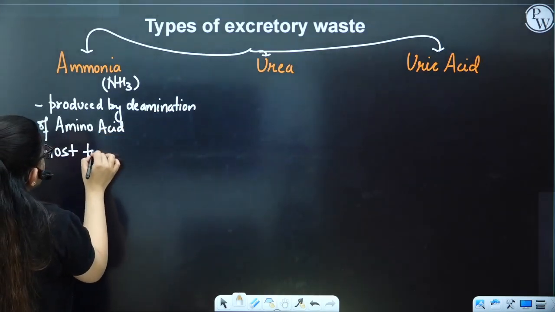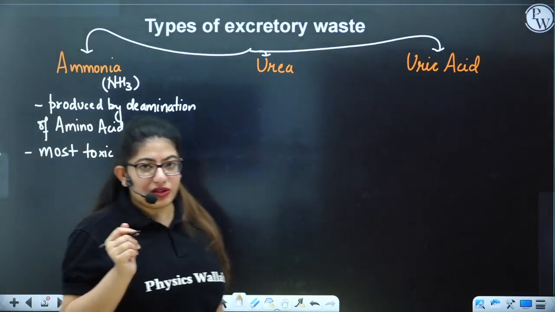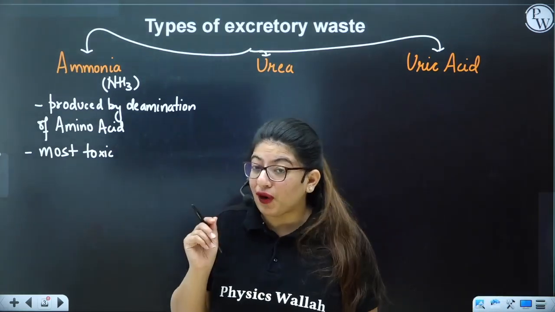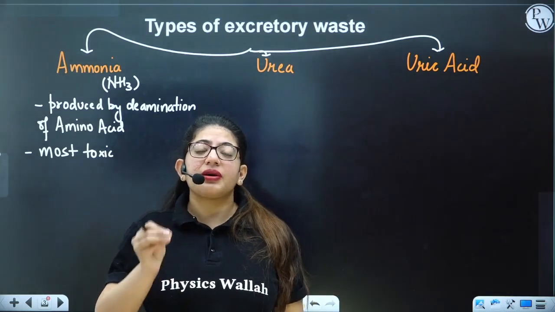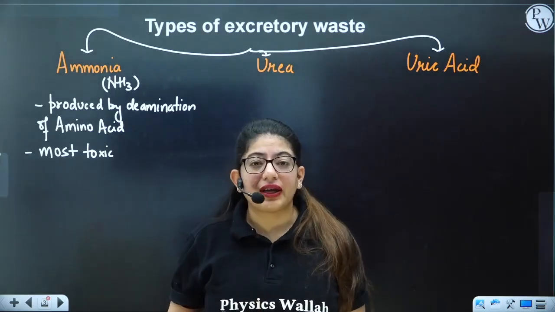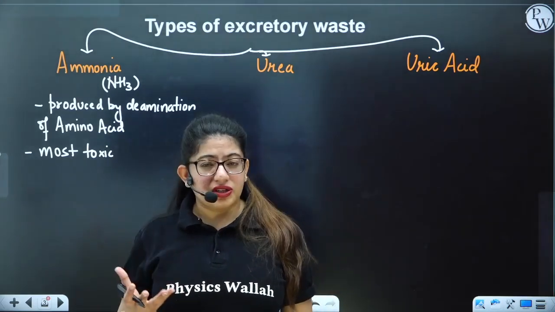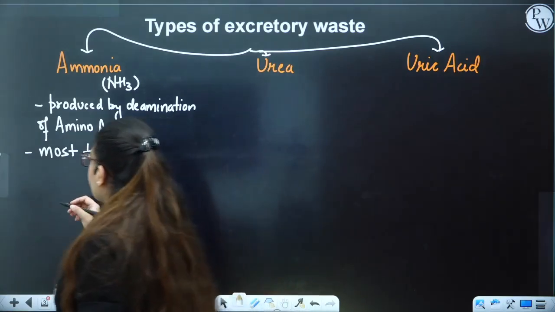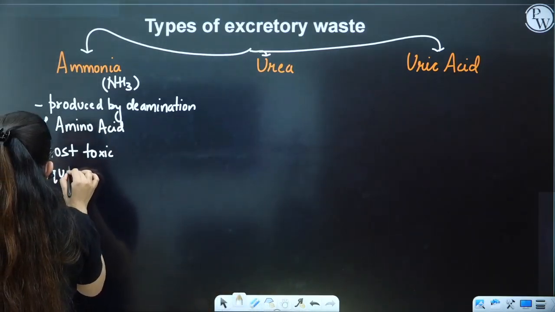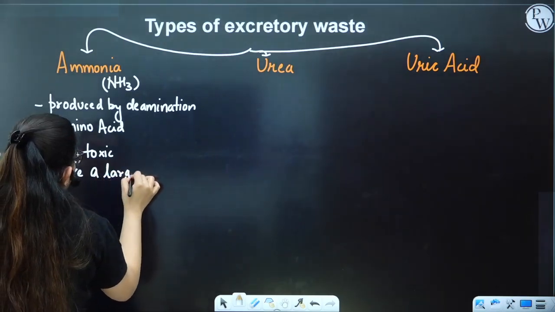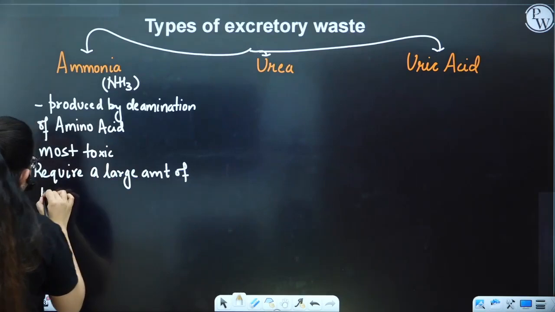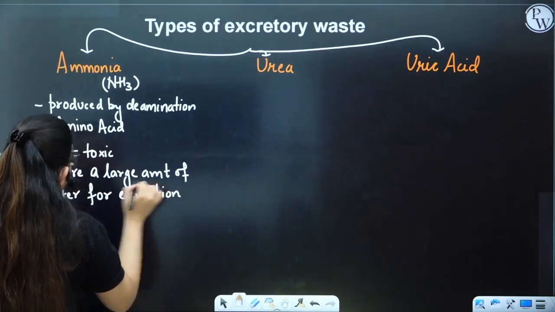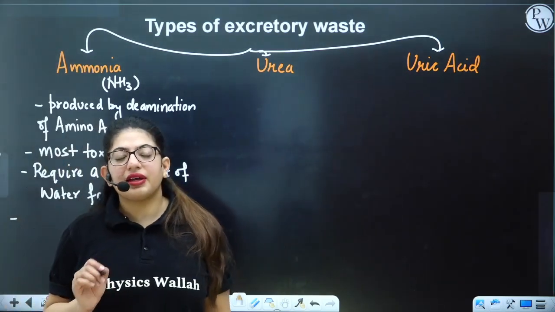If some waste is so toxic, it will require a lot of water for its removal, right? If something is so toxic, you need to dilute it. So for its removal, we need a lot of water. This type of excretory waste is the main excretory waste of aquatic organisms, because they are already living in water. But terrestrial organisms cannot afford this main excretory waste. Why? Because we do not have much water. This requires a large amount of water for excretion.